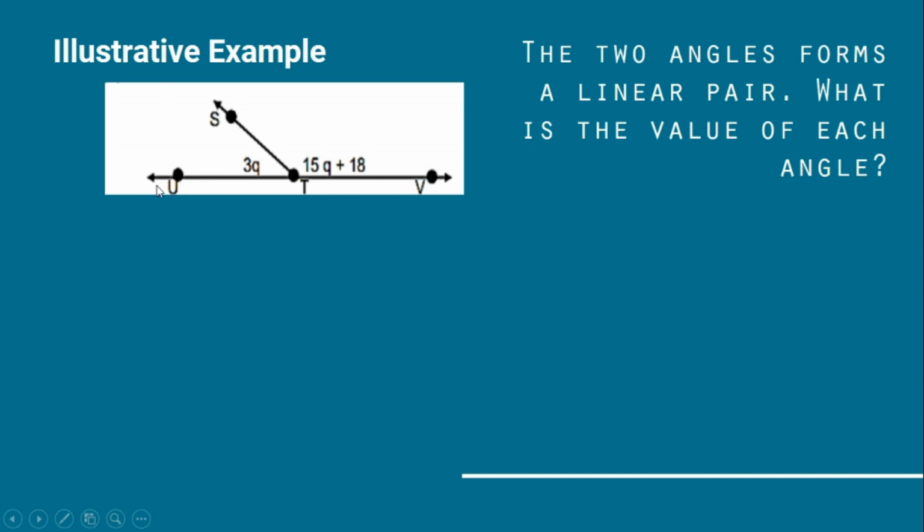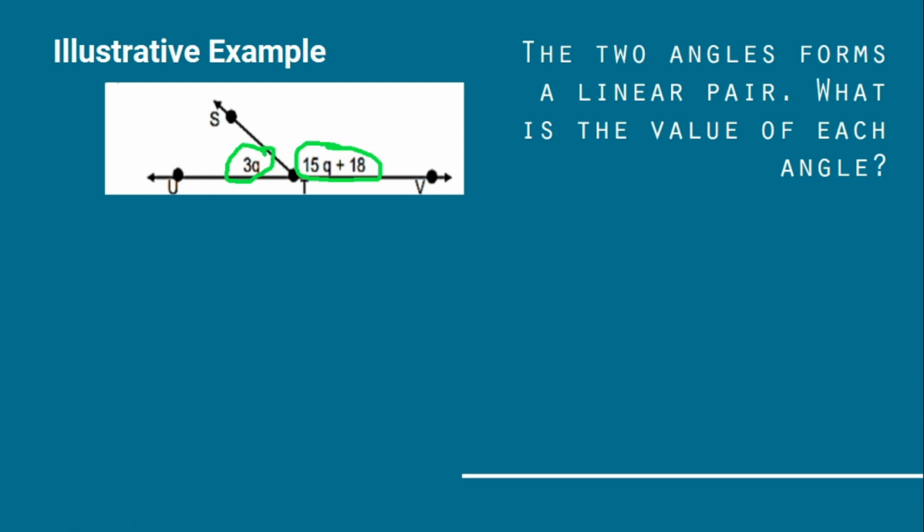So, I have angle UTS and another angle STV. Okay? We need to find the value of each angle. I have here 3Q for the first angle and 15Q plus 18 for the other angle. Hindi pa yun yung exact value ng mga angles, so we need to find out.